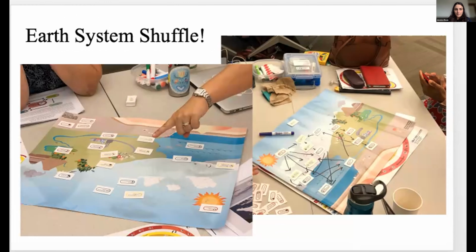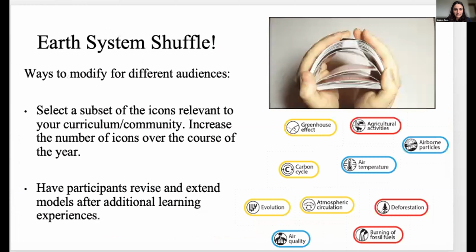To move around the room and make different stations to create these models in a collaborative way. So again, you can think about ways to modify this for your audience, use a different subset of the icons that are really relevant to your curriculum or your community and the global change issues that you're tackling. You could increase the number of icons over the course of the year and also have participants advise and extend these models over time.